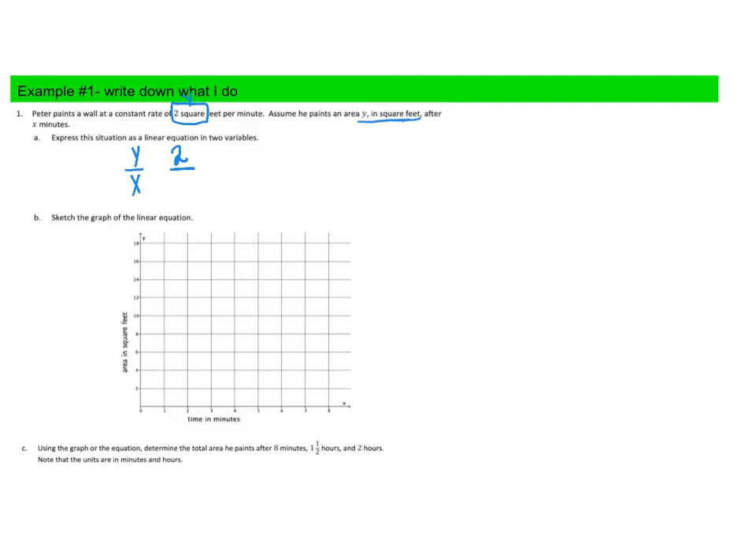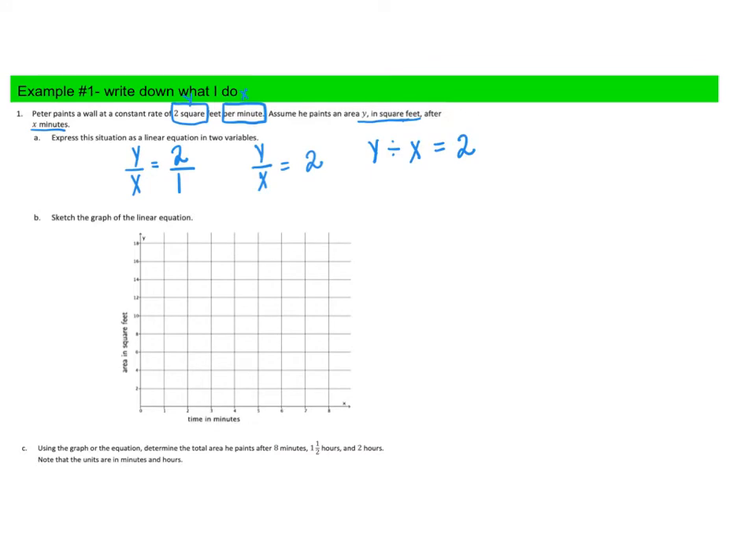Okay, and then my x is the number of minutes. Well, he paints per minute. That means 1 minute. So what this shows me is that y divided by x equals 2. I'm going to rewrite it like this, and then change this around a little bit. Just bear with me really quick. y divided by x equals 2.